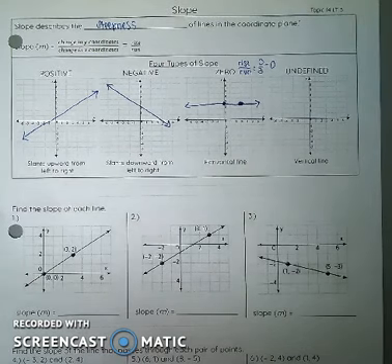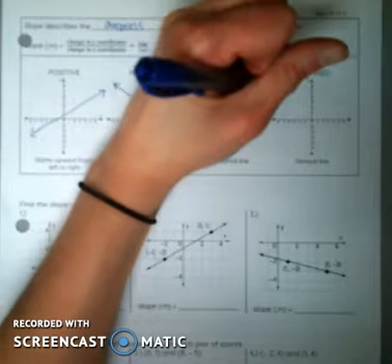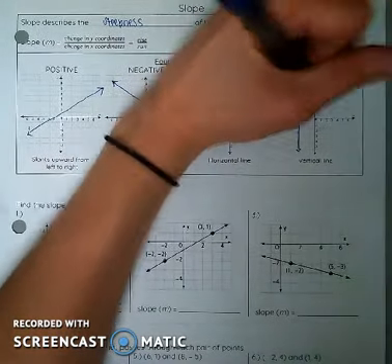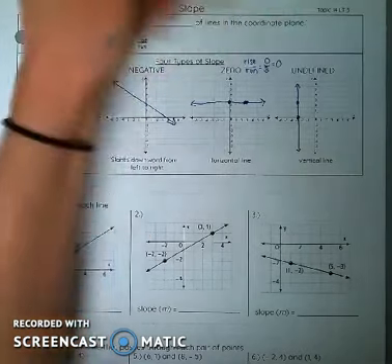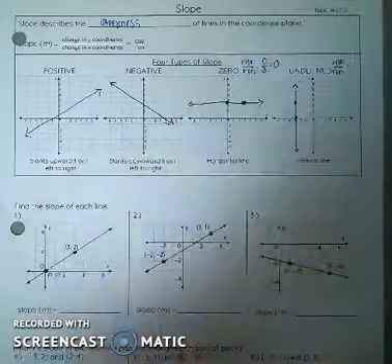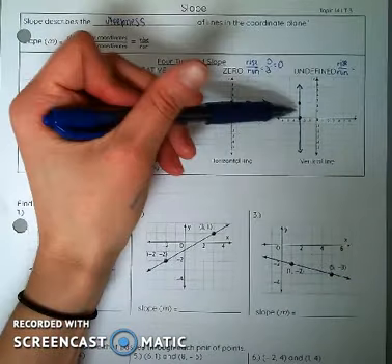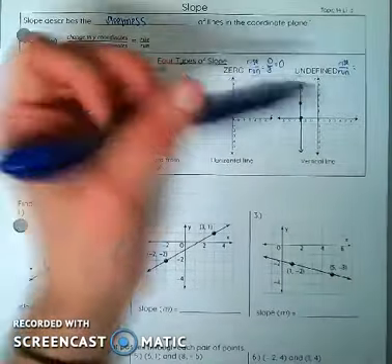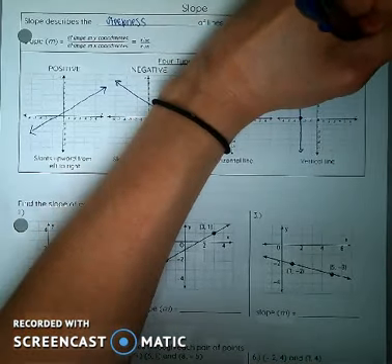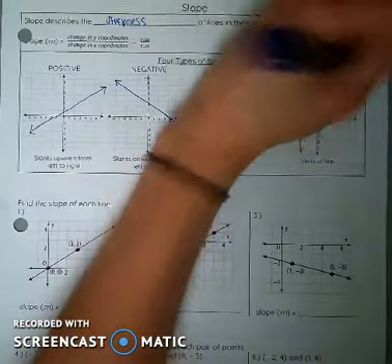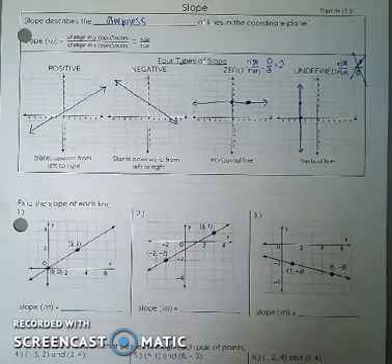Now the next one is called undefined, and that would be for a vertical line. The reason why this might be undefined is because, say for instance, I take 2 points on my line. When I'm taking rise over run, I can see that I rise 1, 2, 3 while I don't change horizontally at all. So there's a run of 0. Now there's no way for me to divide by 0, and because of that we say that that slope is undefined because 3 divided by 0 does not exist.